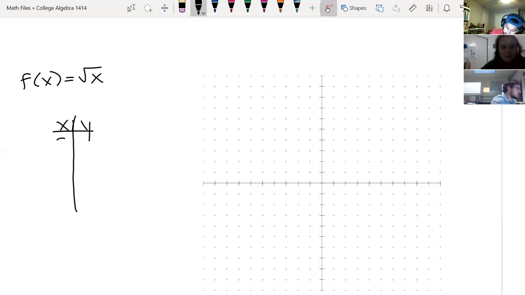Zero, good. Can we go below zero? No, right? So we'll start at zero and I'll go up to one. And then I'm just gonna choose numbers that I can take the square root of, and of course, numbers that can fit on this graph. So 0, 1, 4, 9, and sure I'll end at 16, even though it doesn't fit on our graph. And all we're doing is taking the square root of these numbers. 0, 1, 2, 3, 4.